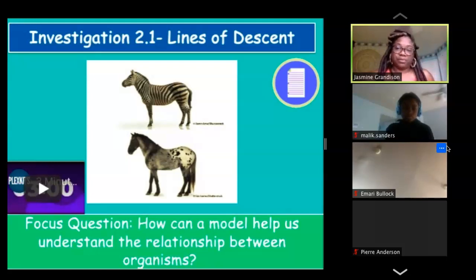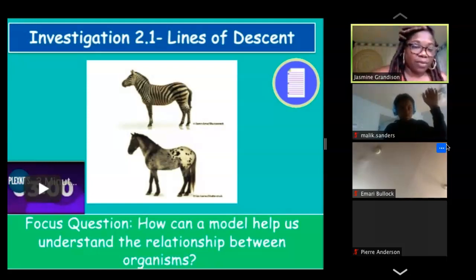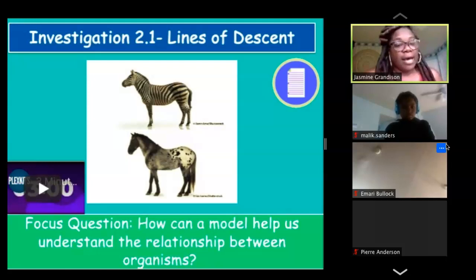Thanks, Algiers. All right, so you see the objective at the top, then it says focus question. The reason why it's first is to make sure that we are thinking through what we're doing today. So, how can a model help us understand the relationship between organisms? Once again, how can a model, think about the objective that we have at the top, help us understand the relationship between organisms? You're going to have 3 minutes to write, and I'll be checking as we are writing. Make sure it's complete sentences.